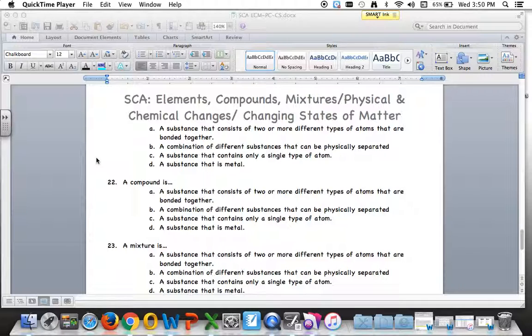22. A compound is A, a substance that consists of two or more different types of atoms that are bonded together. B, a combination of different substances that can be physically separated. C, a substance that contains only a single type of atom. D, a substance that is metal.